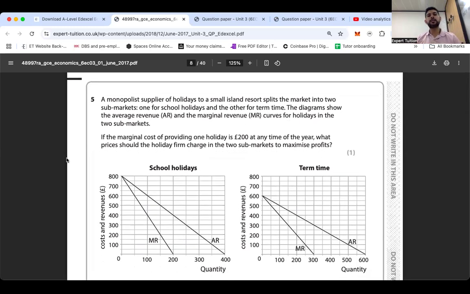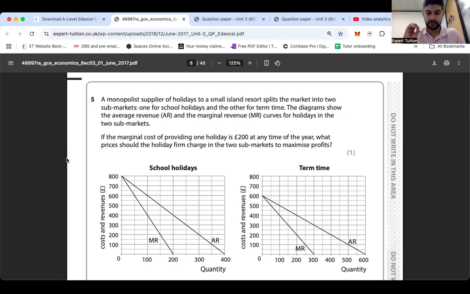So it says, a monopolist supplier of holidays to a small island resort splits the market into 2 sub-markets. Automatically, by the way, when you underline that, you should be thinking, okay, price discrimination, clearly, yeah? One for school holidays and the other for term time. The diagrams show the average revenue and marginal revenue curves for holidays in the 2 sub-markets. If the marginal cost of providing one holiday is £200 at any time of the year, what prices should the holiday firm charge in the two submarkets to maximize profits?